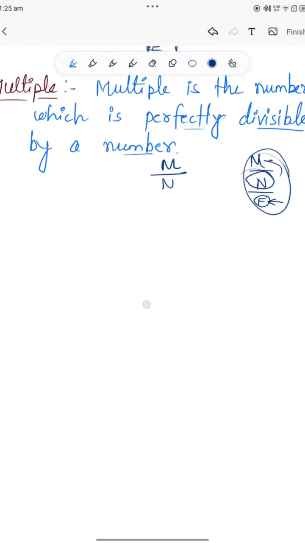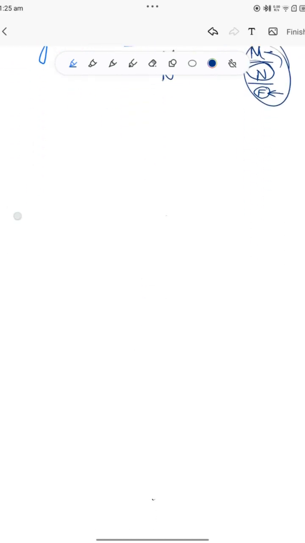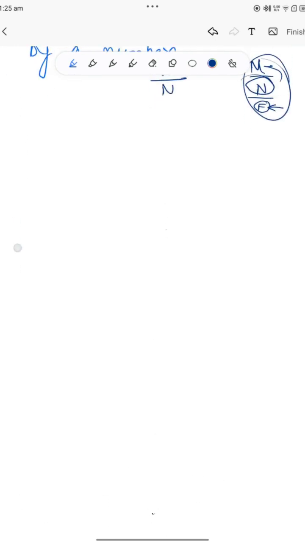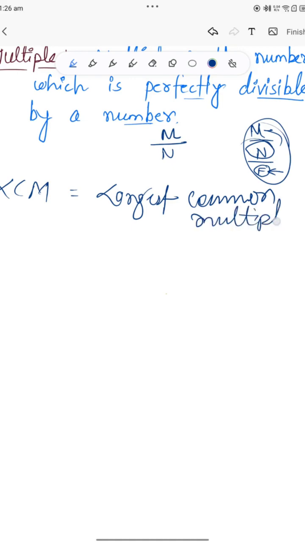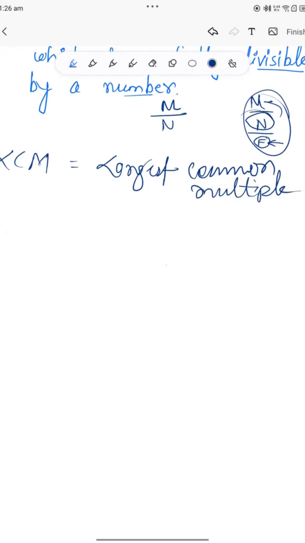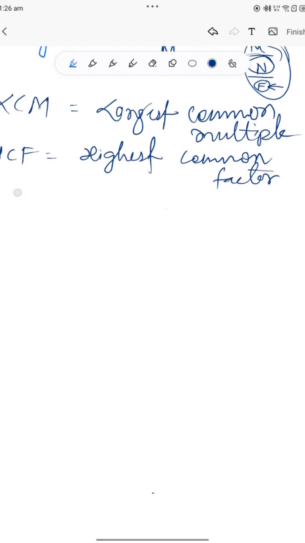Okay, I guess you have a lot of confusion. Let's move on to the real example, then you will get this. So what is LCM? You must know the full form of LCM, lowest common multiple, and HCF is basically nothing but highest common factor. We just studied factors, how to find them.